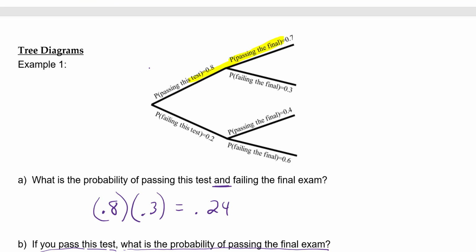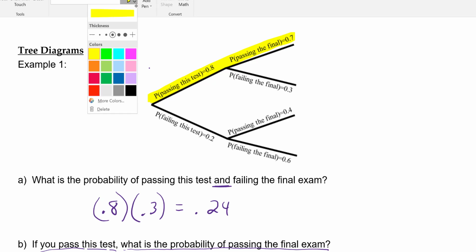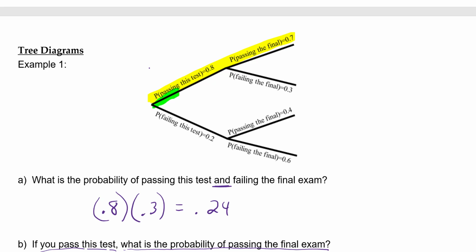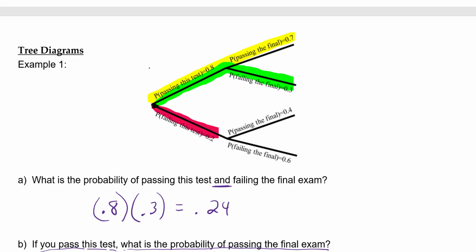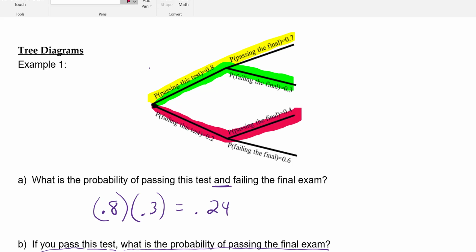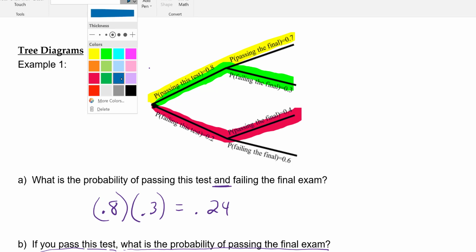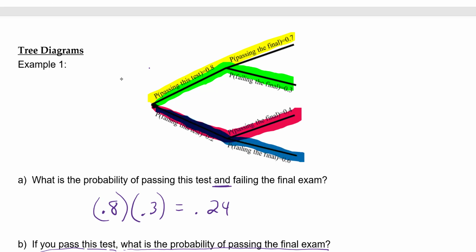So if I add that one up, that one, I'm getting fancy here. This one, ooh, I like the colors, nice. And this one. Okay, if I add all those probabilities, so 0.8 times 0.7, 0.8 times 0.3, 0.2 times 0.4, and 0.2 times 0.6, what do they all add up to?